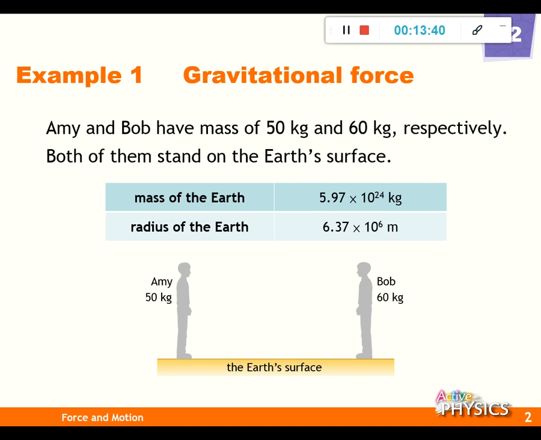Okay, try to look at example 1, gravitational force. Remember in this chapter, just only focus on the use of the formula. The same, okay, just only substitute it. Find out the suitable value and then substitute it into the formula, and then you can get the result. Look at this. Mass of the Earth is given to you. Radius of the Earth is given to you, like that.